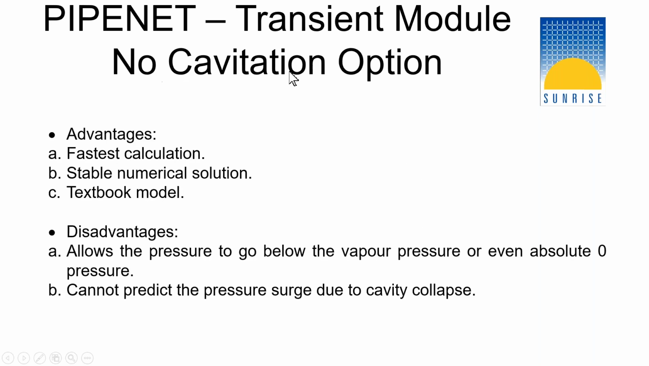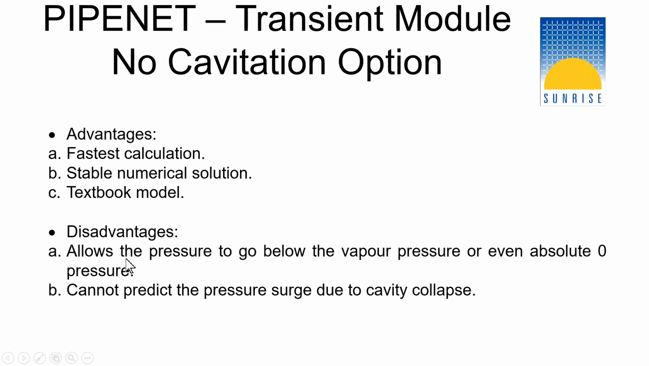So, the no cavitation option. Let's look at the options in a little bit more detail. It is very fast. You can understand that because it is the simplest model. It solves the basic equation and is a stable numerical solution. All the options in PIPENET are stable, but numerically, it's very simple. That's what it means. And it's a textbook model.